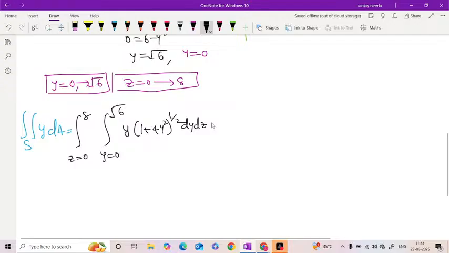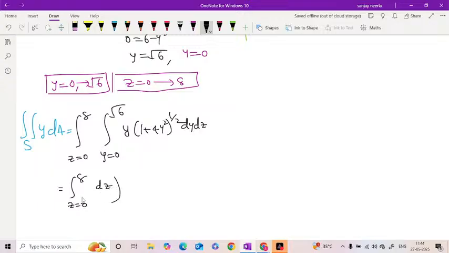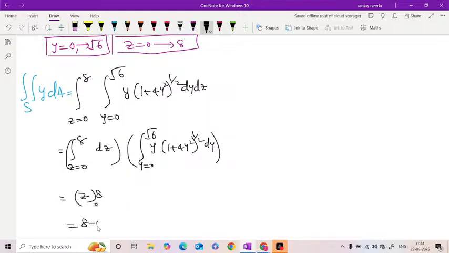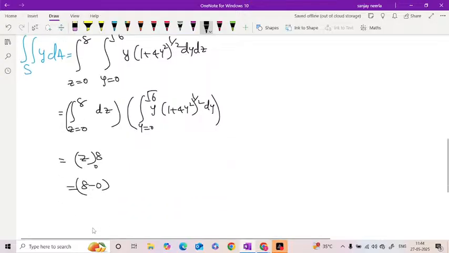Now this is a normal problem. Just do the normal integral, and luckily the region is a rectangular region, and we can separate the z variables and y variables to do the normal integration. Now just split into two single integrals. The first single integral is over z, and the second one is y from 0 to root 6 of y into (1 plus 4y square) whole power 1 by 2 dy. The first integration result, with z limits 0 to 8, is 8 minus 0, so we get 8.